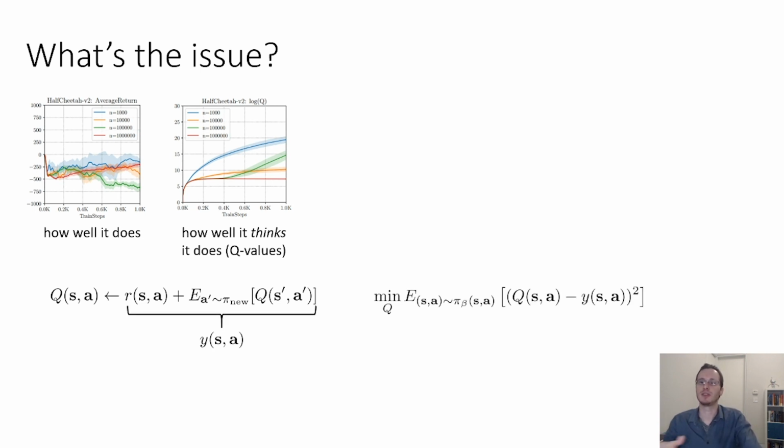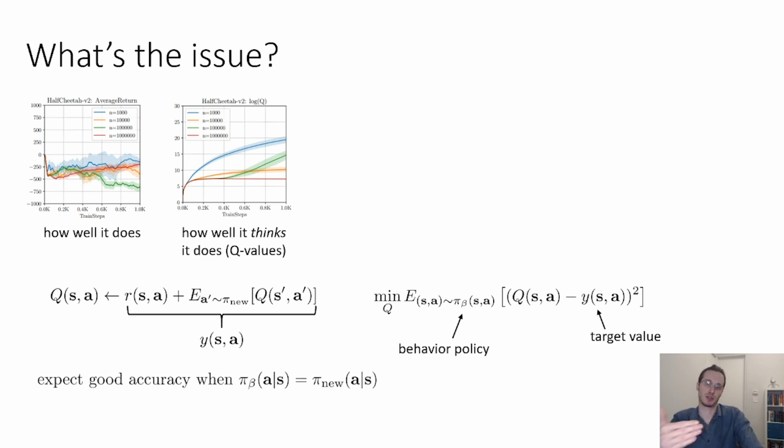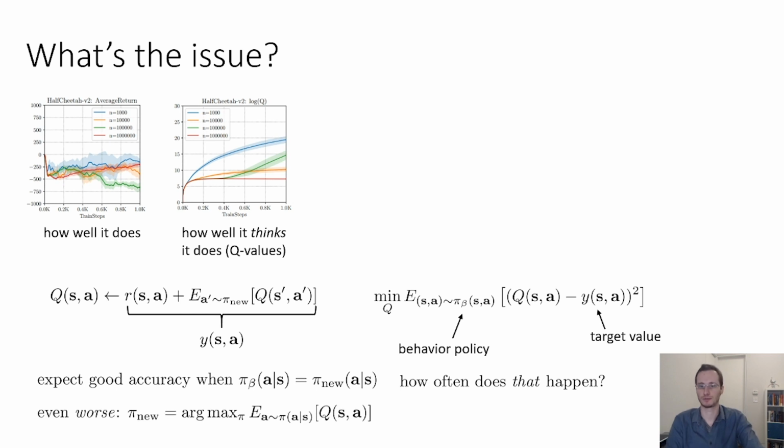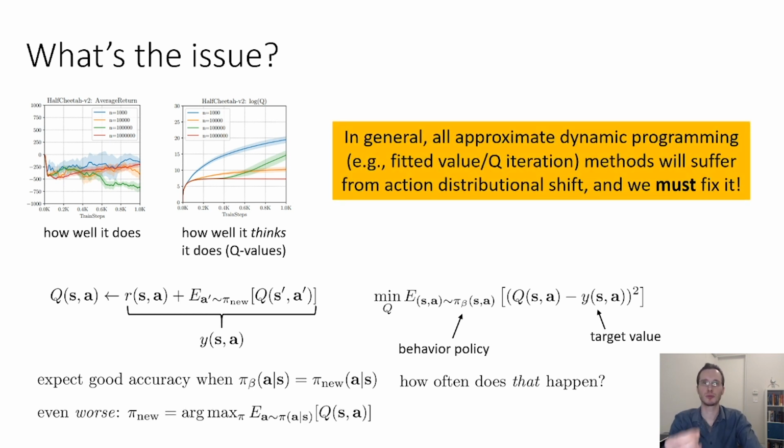So the problem will be that we calculate our target values, we optimize it under some distribution. LSTD has the same issue. It has some distribution under which it's doing least squares. So least squares minimizes error under a distribution, and that distribution comes from pi beta. We'd expect good accuracy when pi beta matches pi nu, but when it doesn't, of course, we're going to have issues. So in general, all approximate dynamic programming methods, fitted value iteration, Q iteration, LSTD, LSPI, they will suffer from action distributional shift, and we have to fix it. So that's what Aviral is going to talk about in the next section.